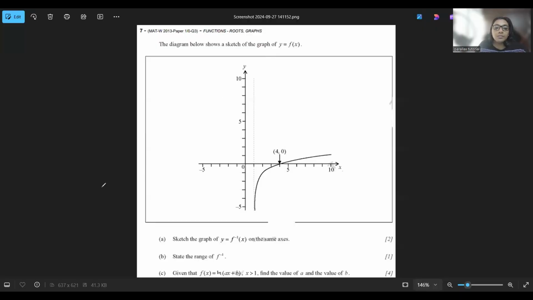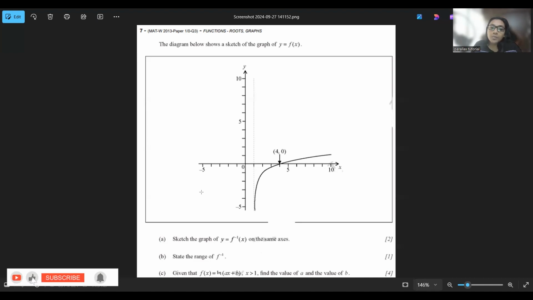In this question, in the first part, we have to sketch the graph of y is equal to f inverse of x. Now, here is the tough part. For f inverse of x, the f of x function is not given to us, as in the algebraic function is not given. Instead, we are given a graph. So how do we make the graph of f inverse of x?